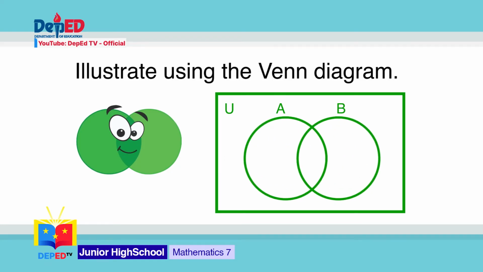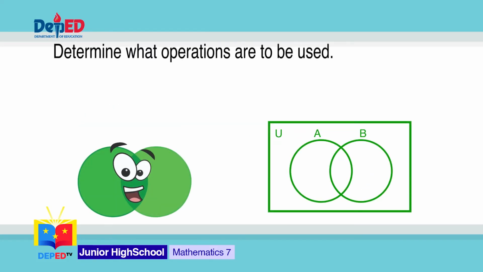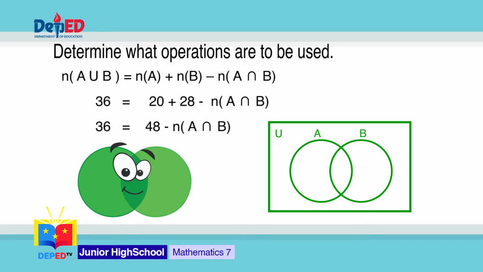Once we've already drawn the correct Venn diagram, we proceed to the third step. The third step is determine what operations to be used. If two sets A and B are not disjoint, then the formula for n of A union B is equal to n of A plus n of B minus n of A intersection B.